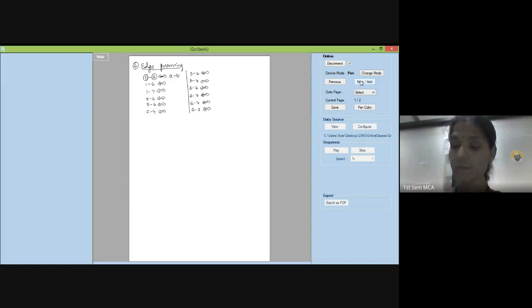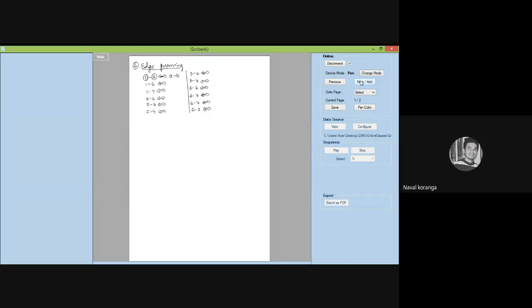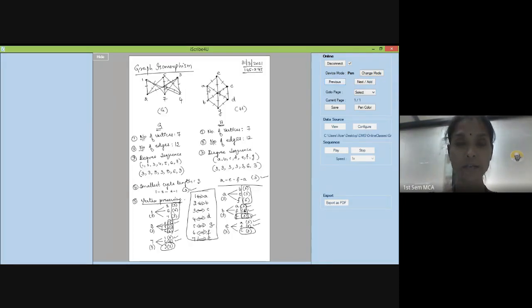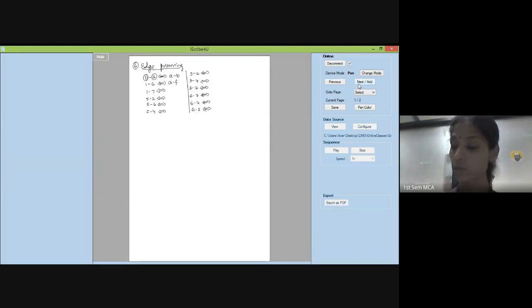Now 1 to 6, can anybody tell me which is the edge preserving equivalent for 1 to 6? A to F. So A and F should be adjacent. See here, A to F you have an edge. So 1 to 6 is equivalent to A to F. Next, 1 to 7. A to E, because 7 is equivalent to E, 1 is equivalent to A. So 1 to 7 should be equivalent to A to E.